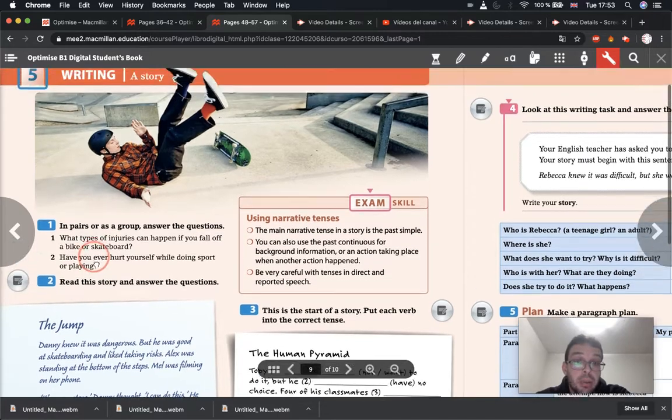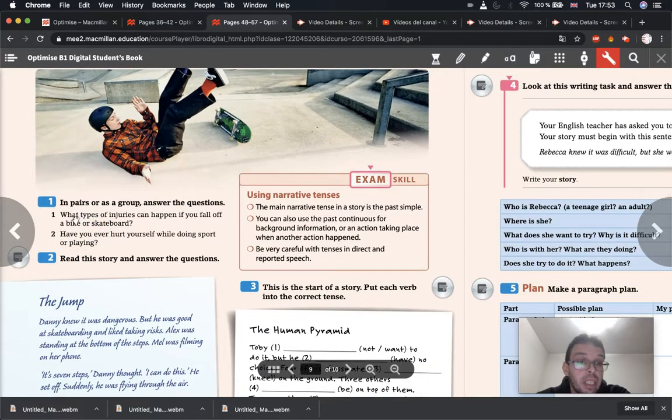Just a couple of questions about skateboarding. What types of injuries can happen if you fall off a bike or a skateboard? Well, I think if you fall off a skateboard, you could break your arm or your leg or your ankle. You could hit your head. You could twist your knee. You could dislocate your shoulder. Many different injuries.